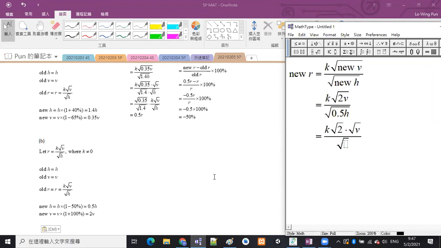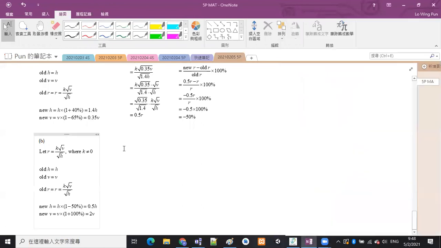then square root 0.5 times square root of h, and then split the number to the front. Square root 2 over square root 0.5 times k root v over root h. And for the pure number, you just use the calculator to find the value. And I think it should be equal to 2. Right? Square root 2 divided by square root 0.5 should be 2. Okay? And then for the k root v over root h, it is just equal to r. So it is equal to 2r. The new r is equal to 2r.